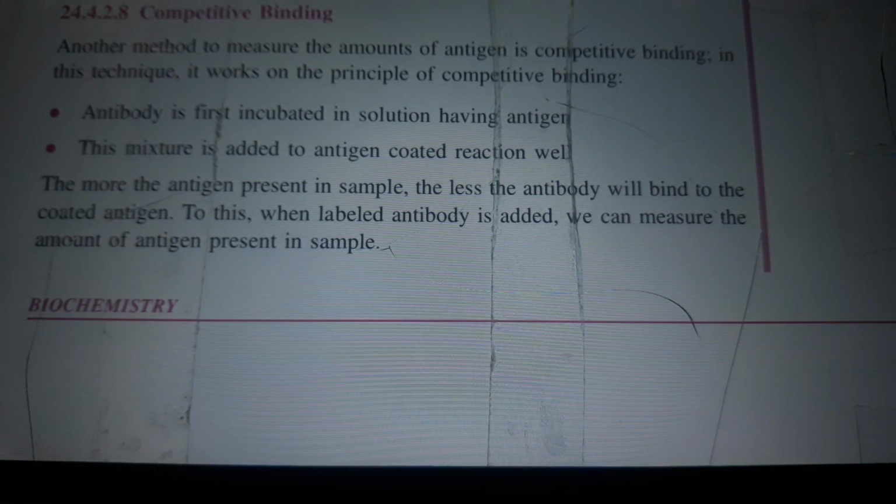Competitive binding. Another important method to measure the amount of antigen is competitive binding. This technique works on the principle of competitive binding. Antibody is first incubated in a solution containing antigen. This mixture is added to an antigen-coated reaction well. The more antigen present in the sample, the less antibody will bind to the coated antigen. When labeled antibody is then added, we can measure the amount of antigen present in the sample.